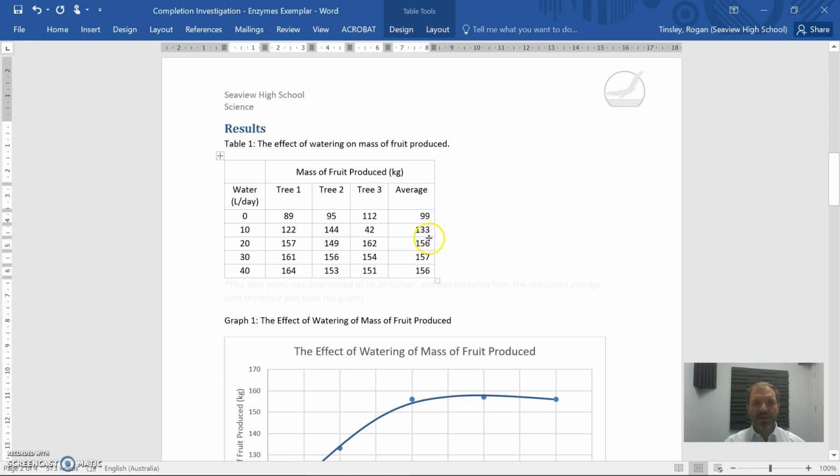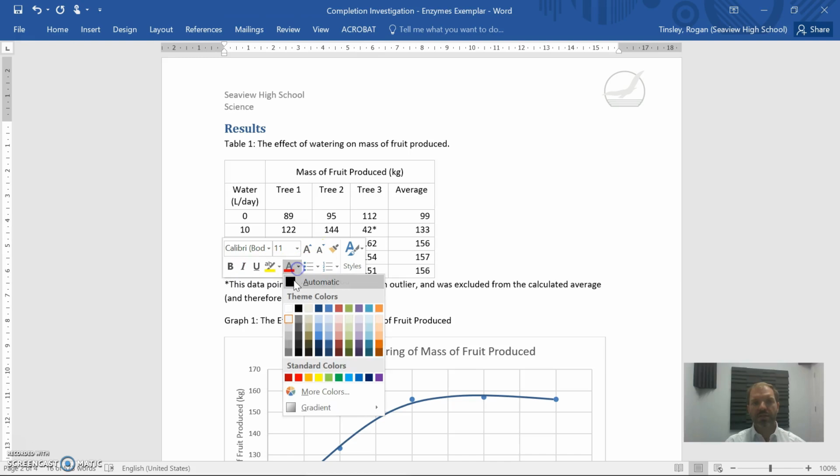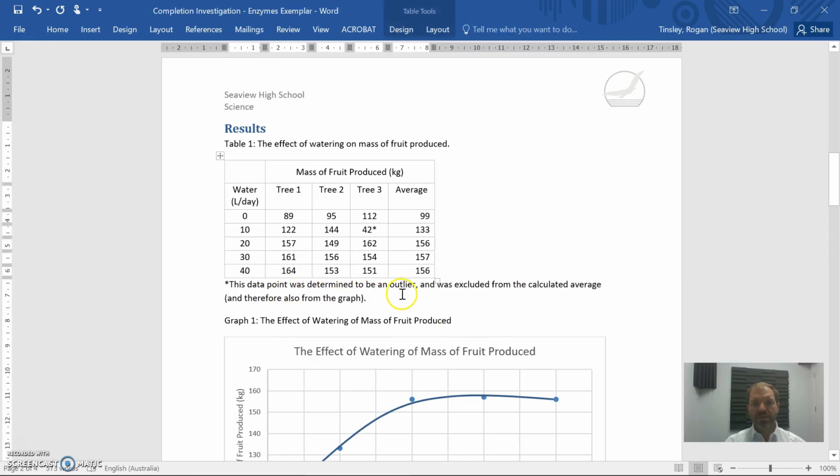The other thing is, when calculating this 133 average, I did not include that 42 because it was an outlier. You can check that in the other video. So I just need to make sure that I've made my reader aware of that. So I'm actually going to include this statement at the bottom saying that this data point was determined to be an outlier and was excluded from the calculated average and also from the graph. So if you are going to exclude a data point as an outlier, you need to refer to that and make it very clear to the reader, but still show those data in your appendix or in your raw data.